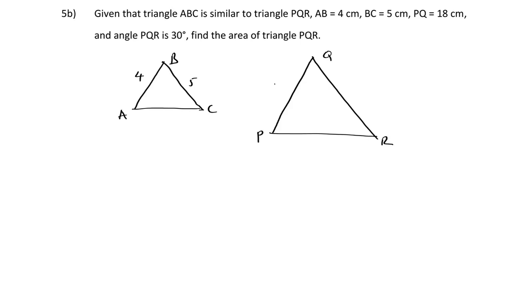The value here is 18 centimeters and here is 30 degrees. Okay, so from this one, finding the area of a triangle PQR, we need first to find the length of side QR in triangle PQR. So we are going to apply the proportionality feature, of which we are expecting their ratios to be the same. Then their ratio correspondence is going to be AB over PQ equals BC over QR.